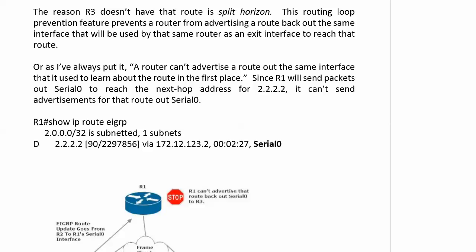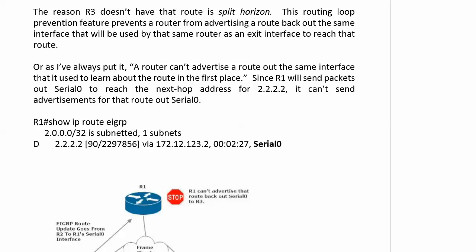And here is router 1's entry for that particular route. At the very end of all this, all of which we'll see in the EIGRP section, serial 0 is listed. That's the local router exit interface. It's going out that interface. So since R1 would send packets out serial 0 to reach the next hop address to get to the 2.2.2.2 network, it can't send advertisements for that route out the same interface.